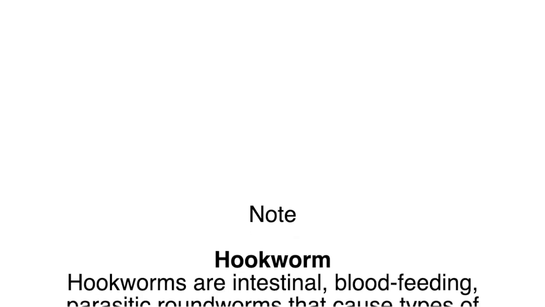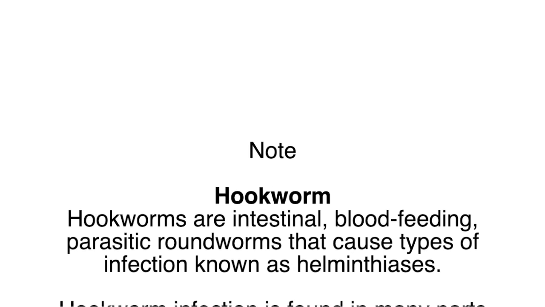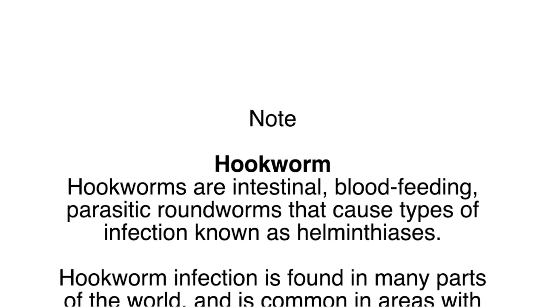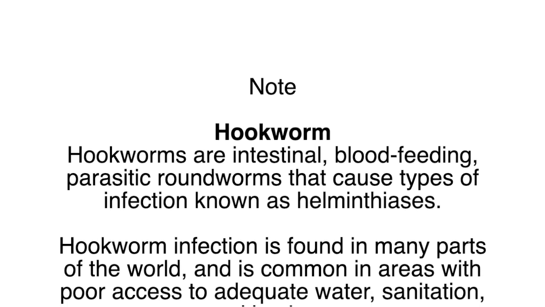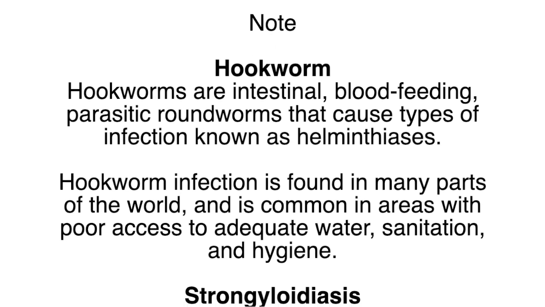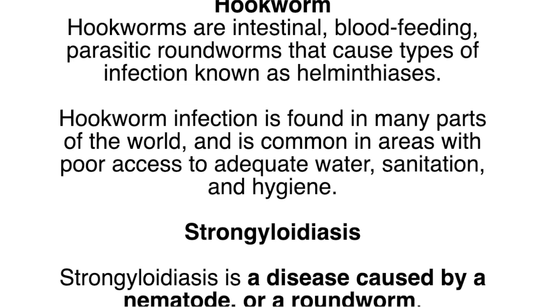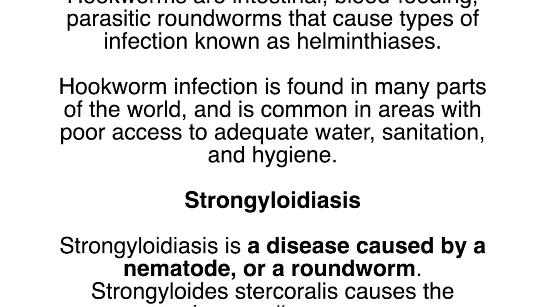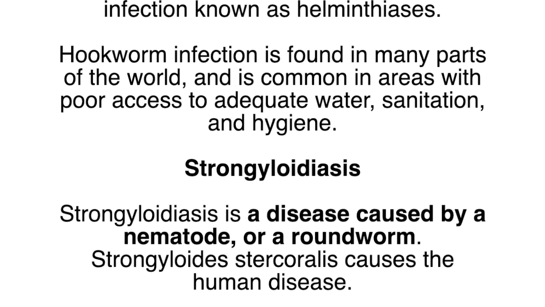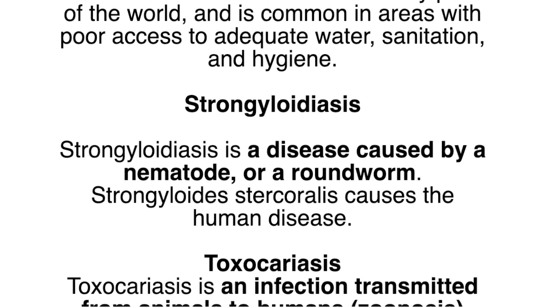Note: hookworm. These are intestinal blood-feeding parasitic roundworms that cause types of infection known as helminthiasis. Hookworm infection is found in many parts of the world and is common in areas with poor access to adequate water, sanitation, and hygiene. Strongyloidiasis is a disease caused by a nematode or a roundworm. Strongyloides stercoralis causes the human disease.